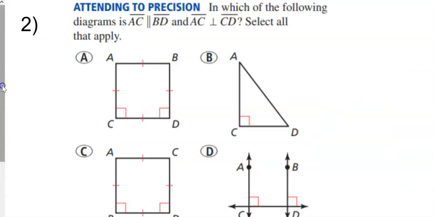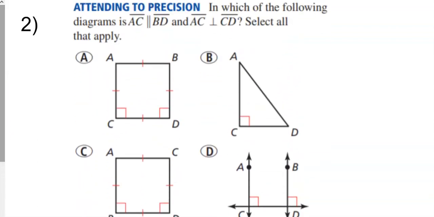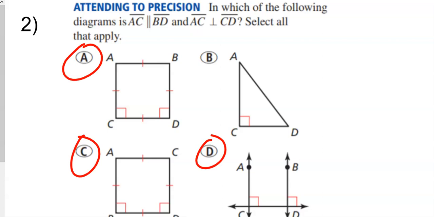I would like you to actually pause this one. And there is an E down here as well. In this one, try this one and circle your answers and push play when you're ready to check. Okay, and actually all of them work except for B. Pointing out just a couple different things here. The difference between A and C is literally they switch the order of the letters. So we have AC is parallel to BD.